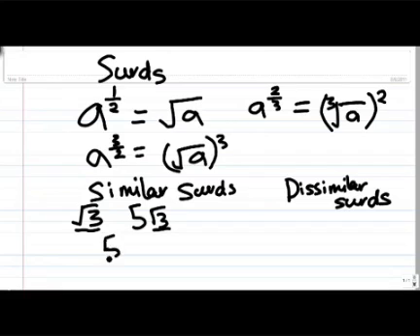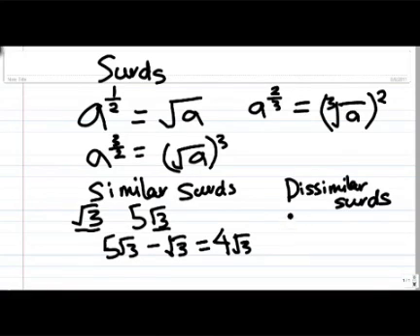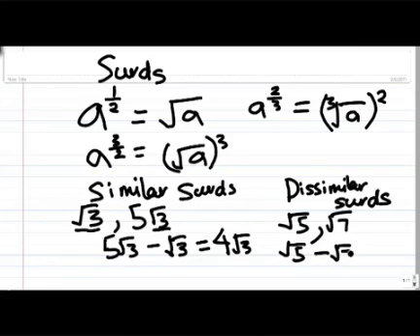So if I tell you 5 square root 3 minus root 3, of course when I write root 3, it is understood to be 1 root 3. So 5 root 3 minus 1 root 3, you get 4 square root 3. Now square root 5 and square root 7 are both dissimilar, am I right? So in fact you can't simplify it. Root 5 minus root 7, what's that? You can't simplify it. But if the surds are similar, you can actually simplify it.